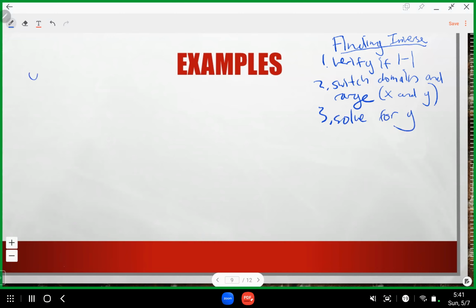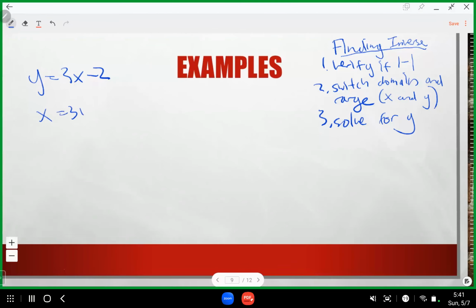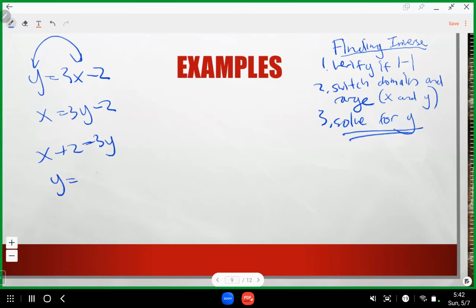So let's give an example. Let's say y is equal to 3x minus 2. So what happens to the inverse? Well, the domain and the range are flipped, right? So then what you have is x is equal to 3y minus 2, because we switch the x and the y because we're switching the domain and the range. And then remember, we have to solve for y to get the new equation. So x plus 2 is equal to 3y, and we get y is equal to x over 3 plus 2 over 3. Right, so this is the new equation. This is f negative 1 of x. Right, that is the new inverse.